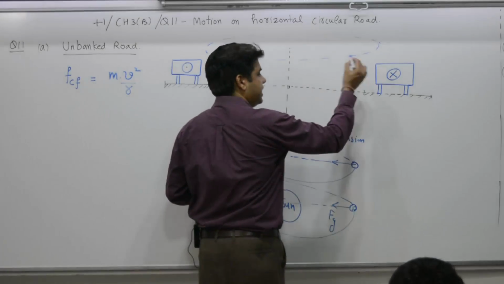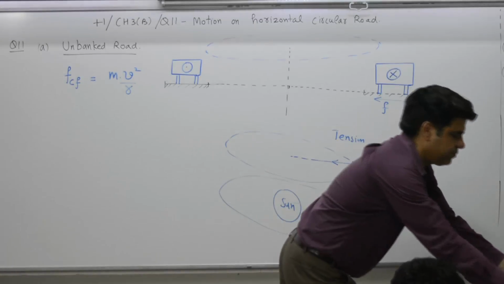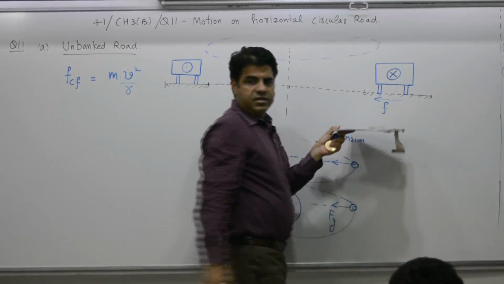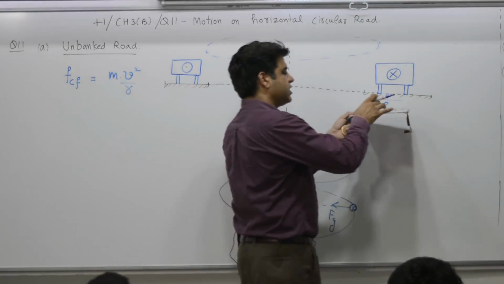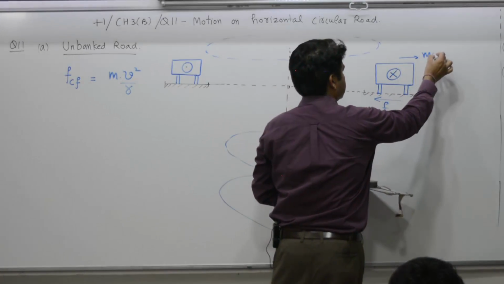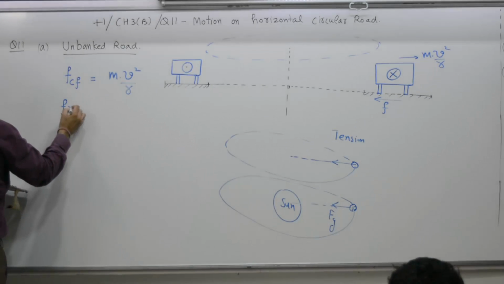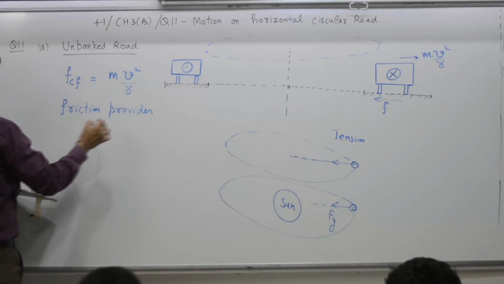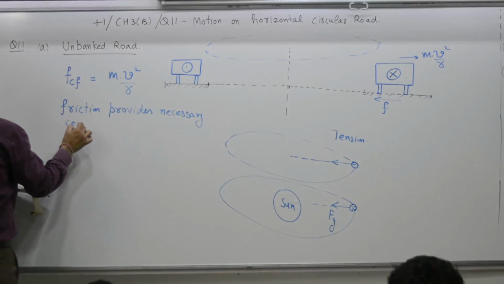Here, what provides it? Friction. The tendency of the object is to move away, to skid away. Friction acts in the direction opposite to the tendency. So the tendency of the object is to skid away, that is why friction acts inwards. This apparent centrifugal force has magnitude mv square by r. So friction provides the necessary centripetal force.